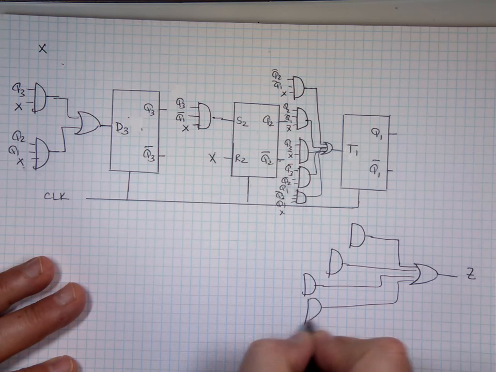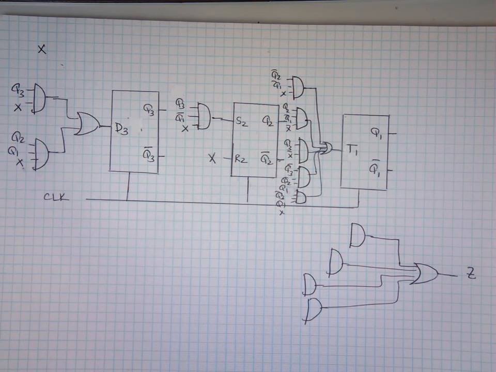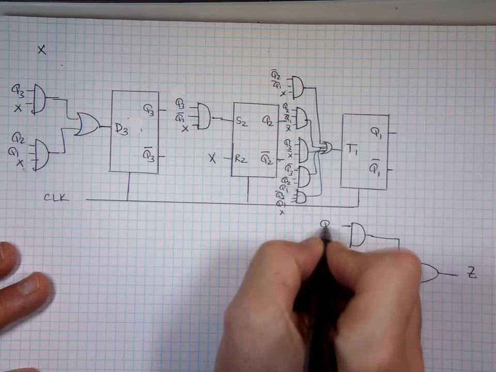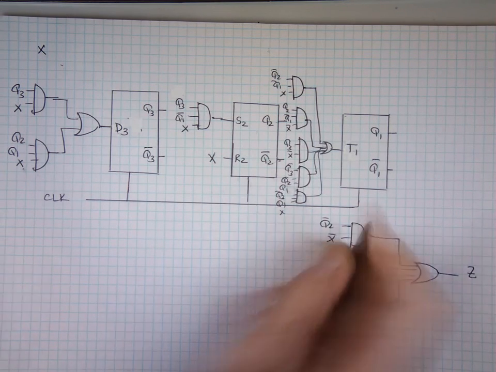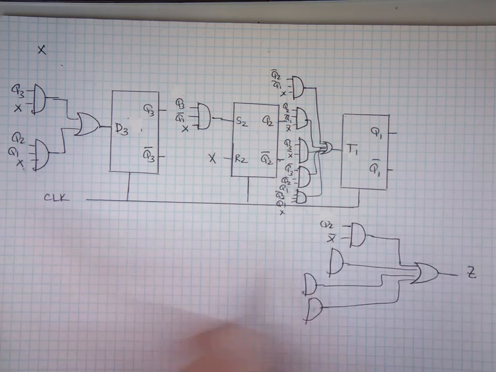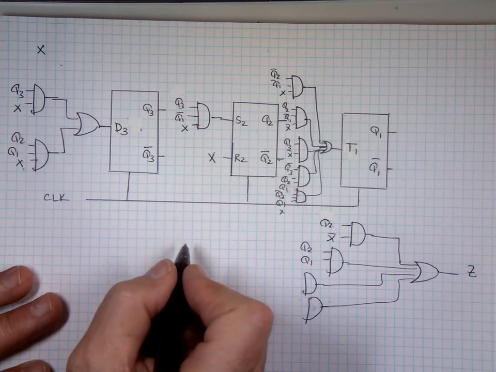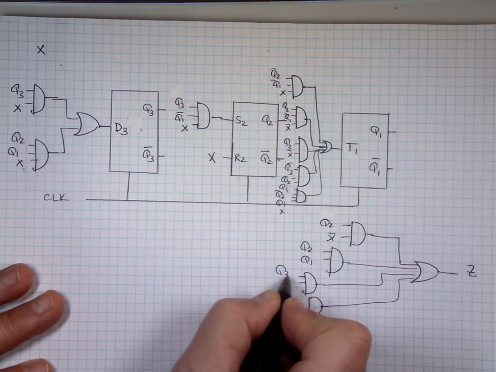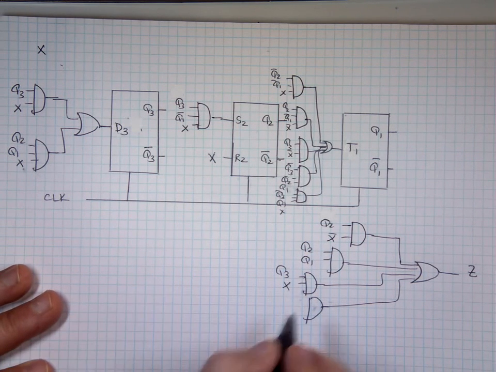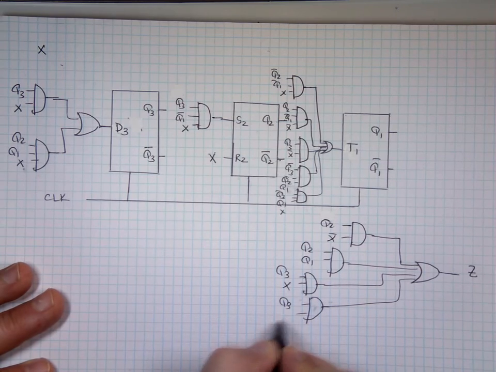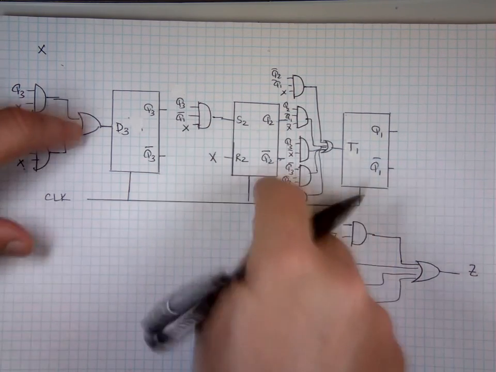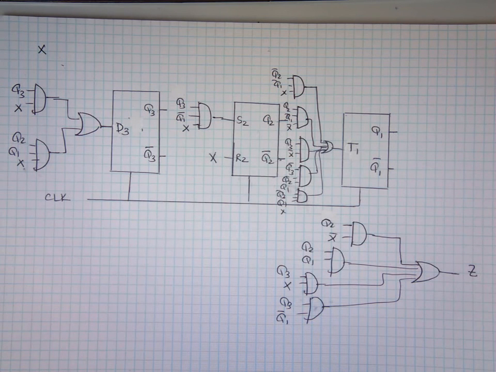What's going to it? Q2 and X bar. Q2 and X bar, not Q bar. Q2 and X bar. Q2, Q1. Q3 and X. And the last one, Q3 and Q1 bar. And again, they're all coming from here. And that will decide what you're going to be getting. Where did you get the Z values from? That's your output. That's right here.